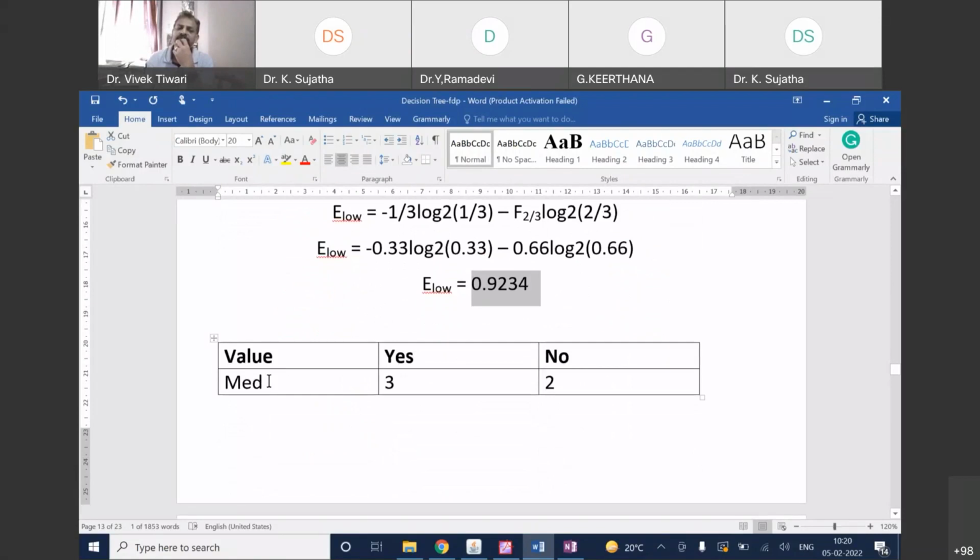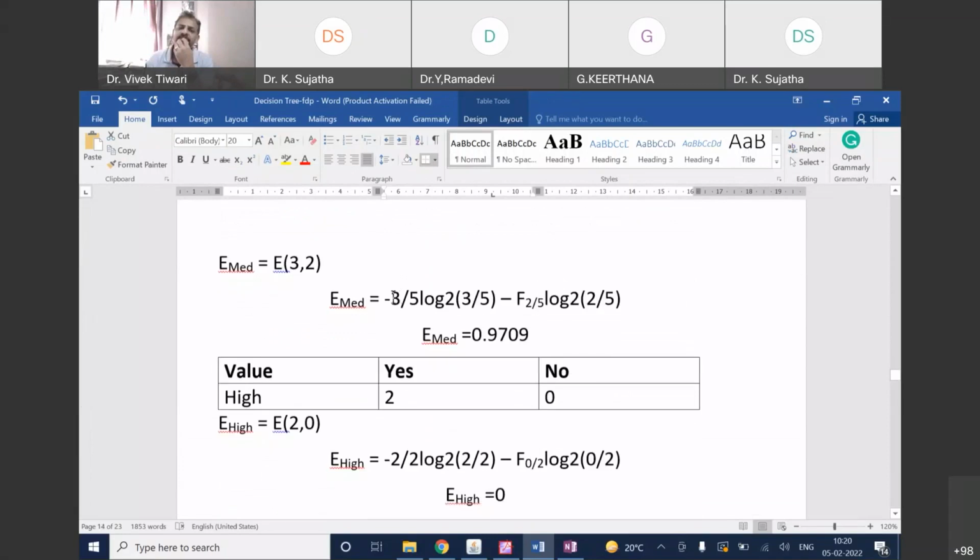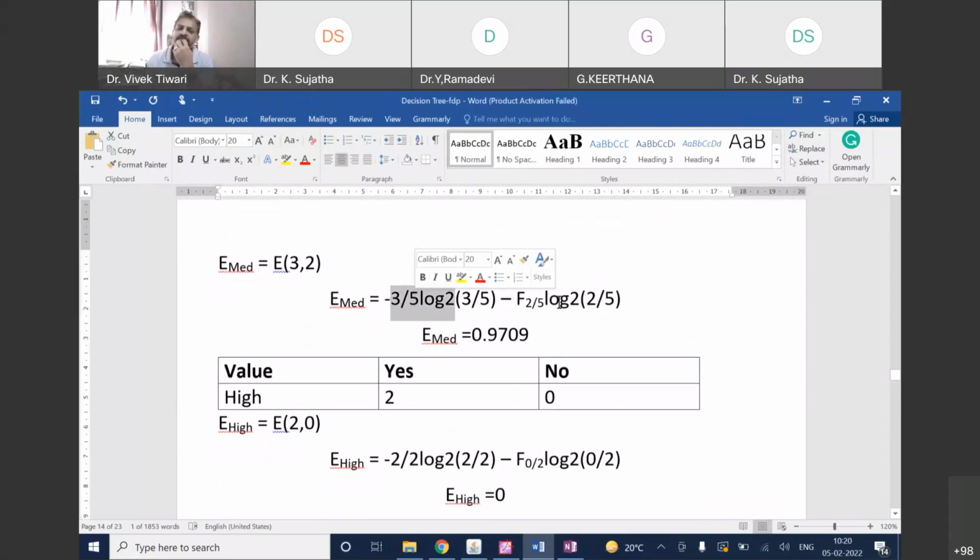Similarly, we have to calculate the entropy of medium, having 5 observations under medium. You can go and reconfirm it. Similarly, you calculate 3 by 5, log base 2 of 3 by 5, and 2 by 5, log base 2 of 2 by 5. The entropy is 0.97.